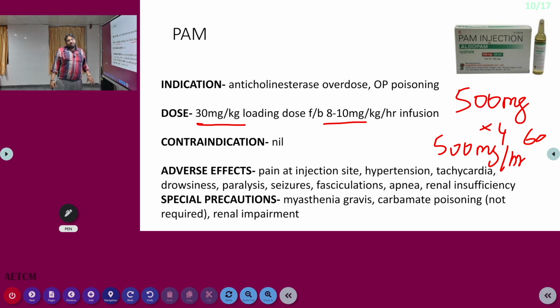But pain at site is very common, and there can be hypertension, tachycardia, drowsiness, paralysis, fasciculation, apnea. All those things can be seen in this group of patients, and you have to be very careful when you are using it for a myasthenia gravis patient and with renal impairment. And as I told, carbamate poisoning, it is not required, it is not contraindicated as such.